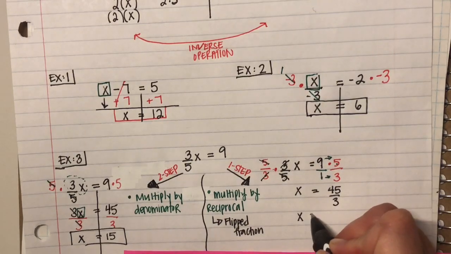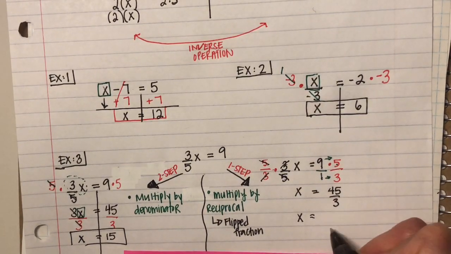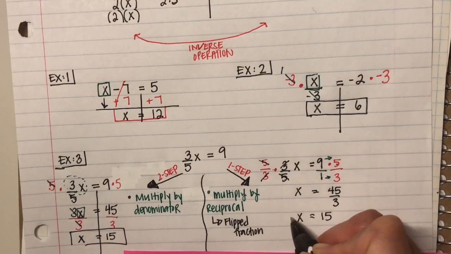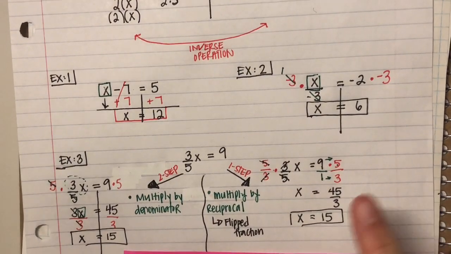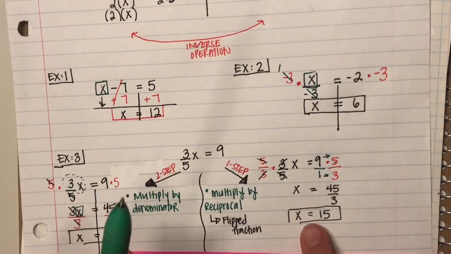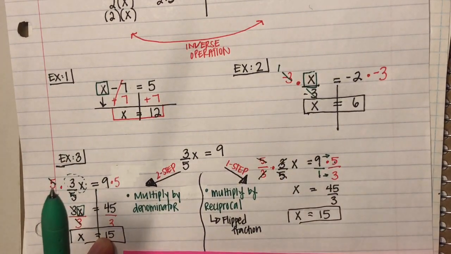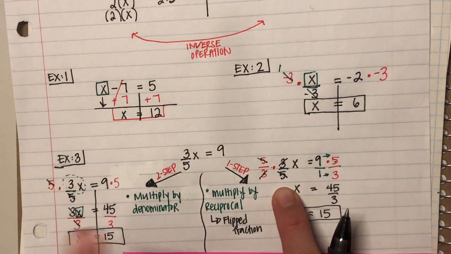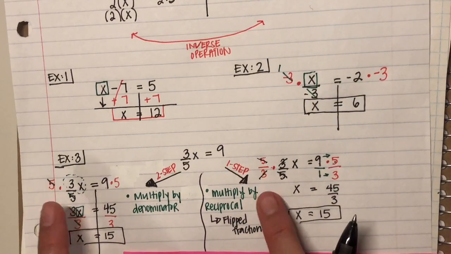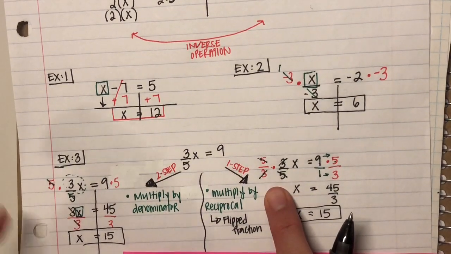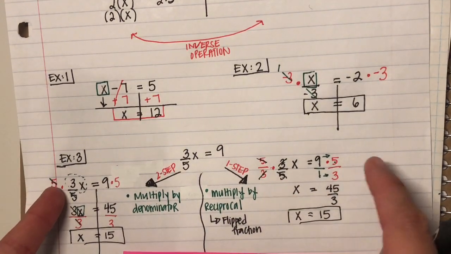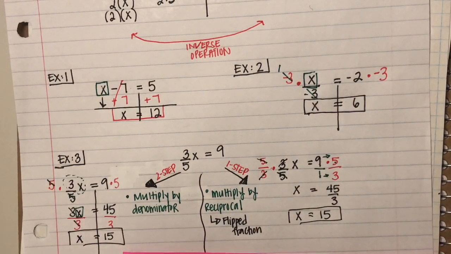45 divided by 3 is 15. So I got the same answer, but this one I was able to clear that fraction in 1 step. So you can choose whichever way you feel more comfortable doing. Most people like this one, but if you're comfortable with reciprocals, go for it.